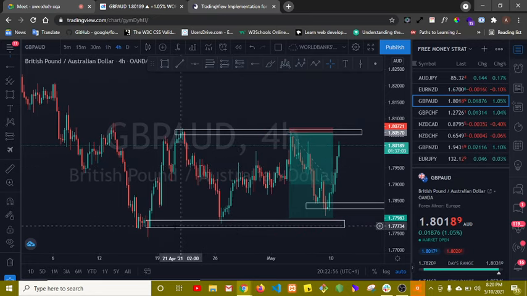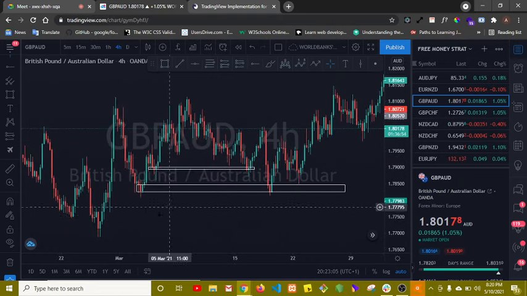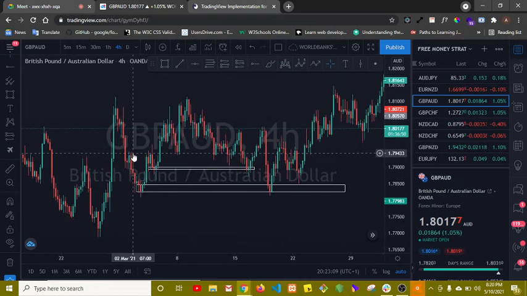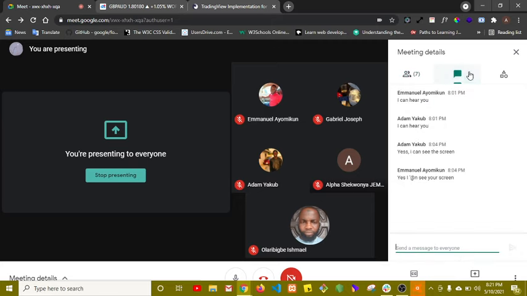So can you see the moves? Move to the downside. Now this one has created a support area already. We are going to look at liquidity very soon, but I'm still teaching you the basics of order blocks. Now you can see this move to the upside. There's a break of structure here. Now I believe you guys are still following me. I believe you are still with me.